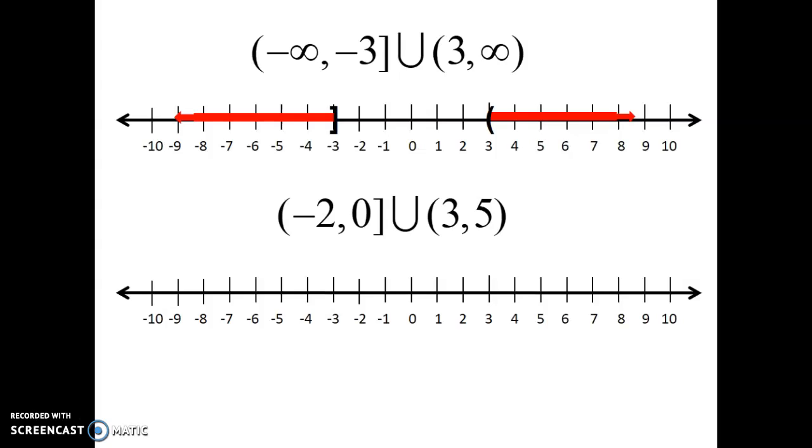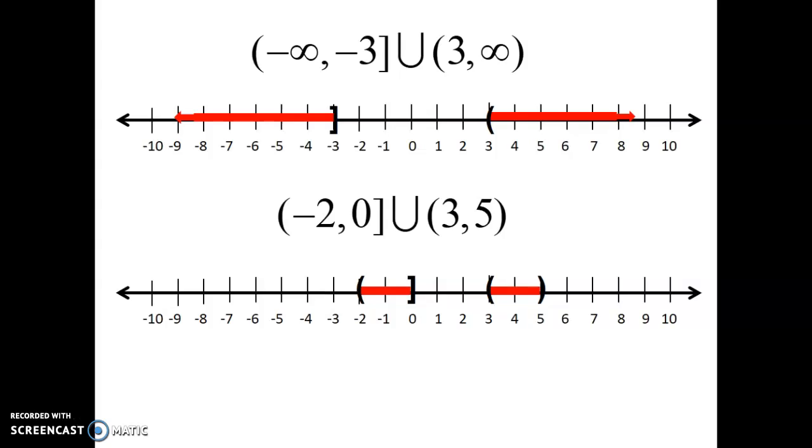Next, we have -2 with a parentheses and 0 with a bracket. Notice they're facing each other, so you're just going to draw in between them. Then we have 3 with a parentheses and 5 with a parentheses. Again, because they're facing each other, you're just going to draw a line between them. So this would be interval notation.